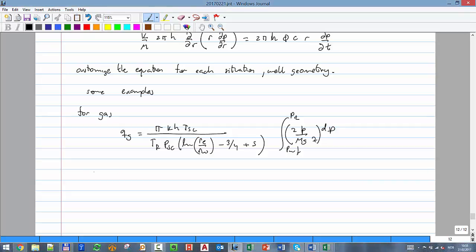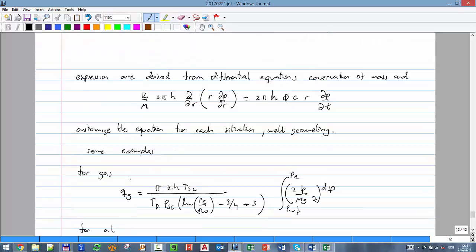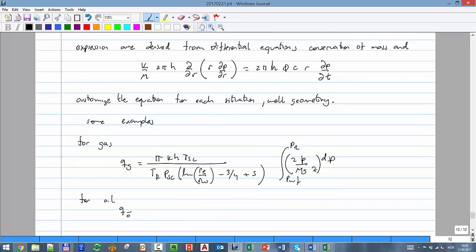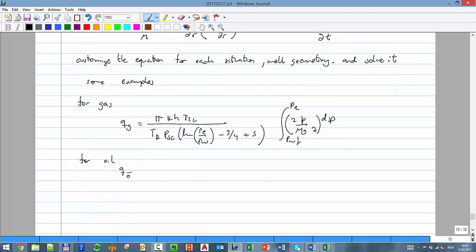And for oil, just to give you some examples, but there are many expressions. You will see when we go to Prosper, there are many analytical equations derived exactly from the same approach. You go from the differential equations, you customize the equation for each situation, and you solve it. And you make some assumptions to solve it.